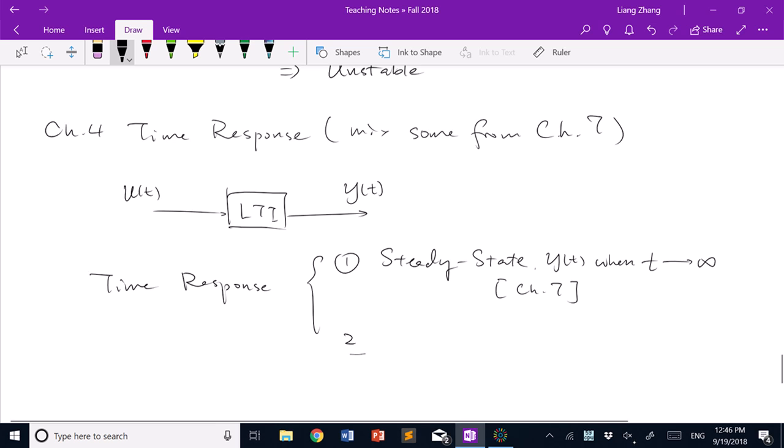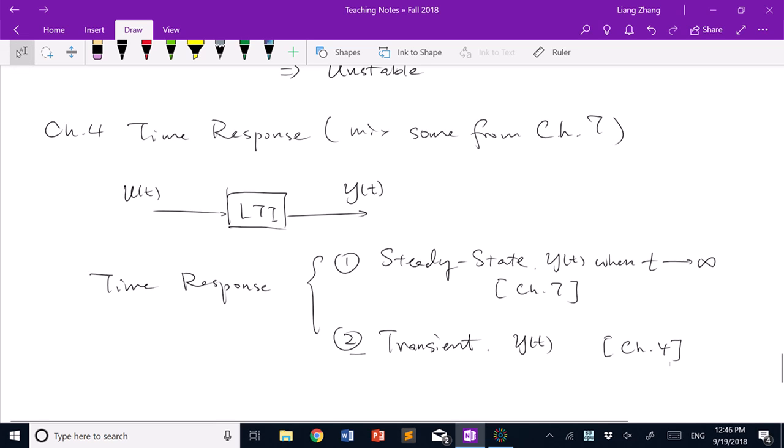And of course the other one is sometimes you don't have that sufficiently long period of time, so you want to know the intermediate stages, and what we call them the transient behavior. So just y of t as a function of time. And this part is discussed in chapter 4. Okay? In chapter 4.